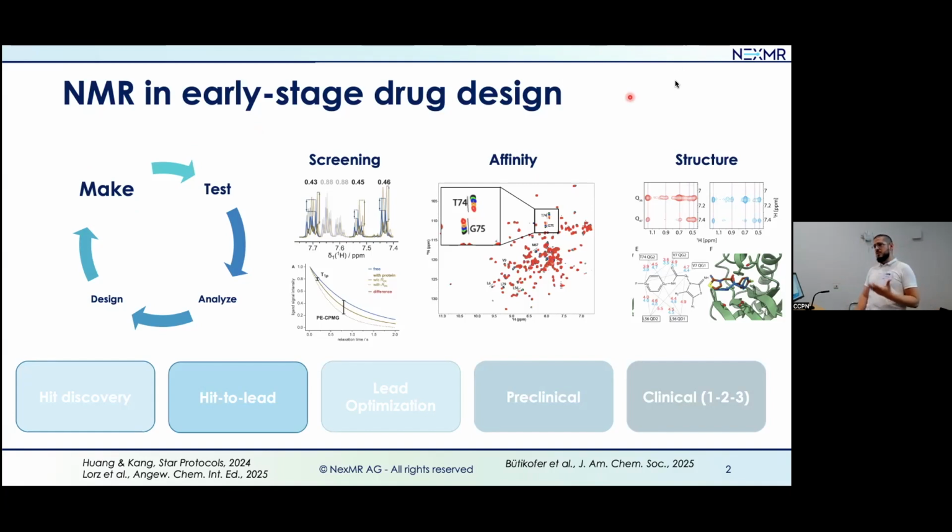Although it's maybe not the most used structural biology technique in pharma, it still has a very high reputation in terms of the quality of its data. And of course, what you see in NMR is what happens in your sample. This can be a hard truth, but it is the truth.